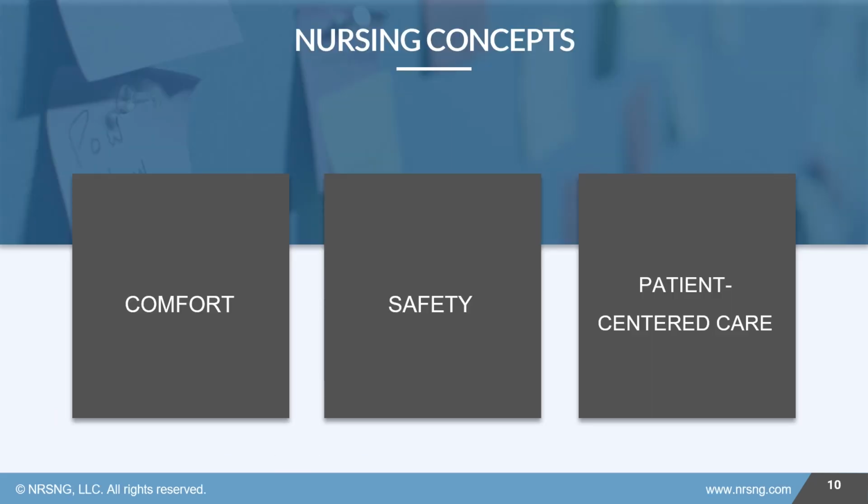All right, so nursing concepts that are important are, of course, comfort, and this is the reason for local anesthesia. Safety is huge because, after all, our patient is having surgery, and in surgery, we focus on one patient at a time so we can provide the best patient-centered care.